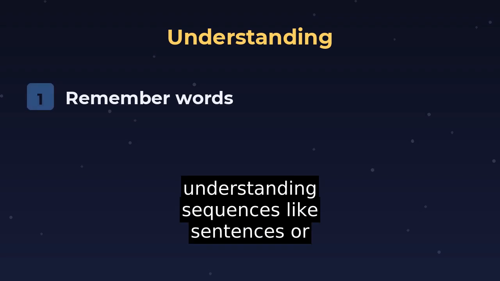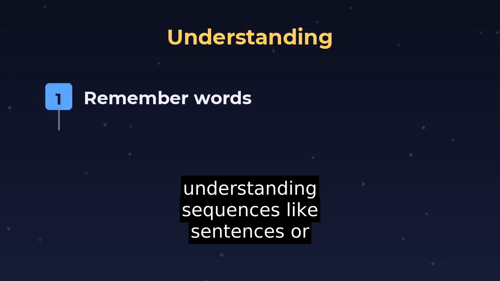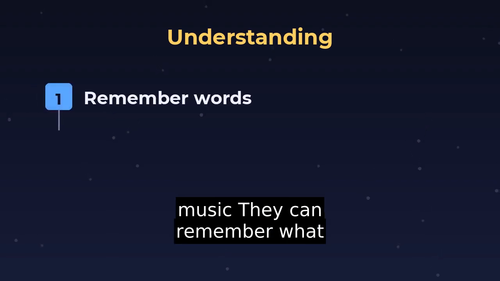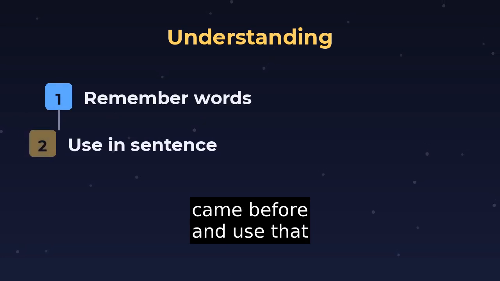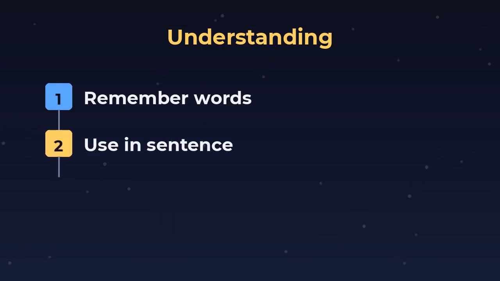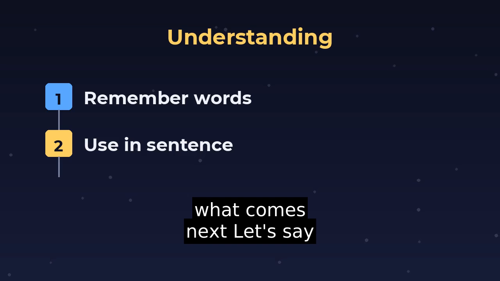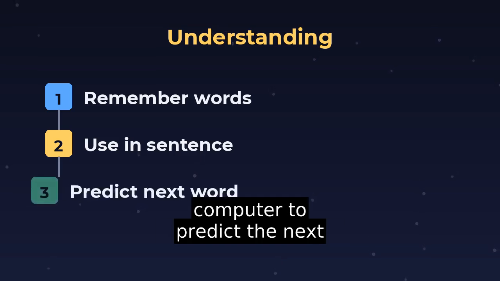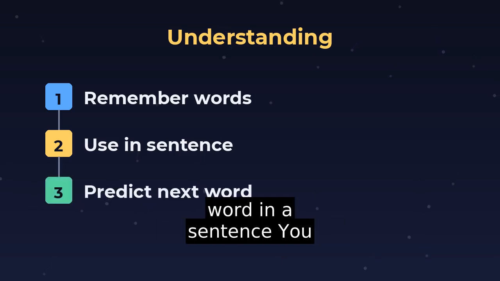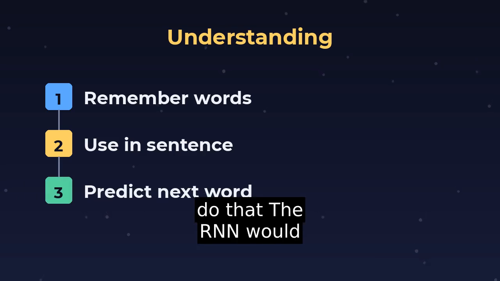RNNs are really good at understanding sequences, like sentences or music. They can remember what came before, and use that information to make predictions about what comes next. Let's say you want to teach a computer to predict the next word in a sentence. You could use an RNN to do that.